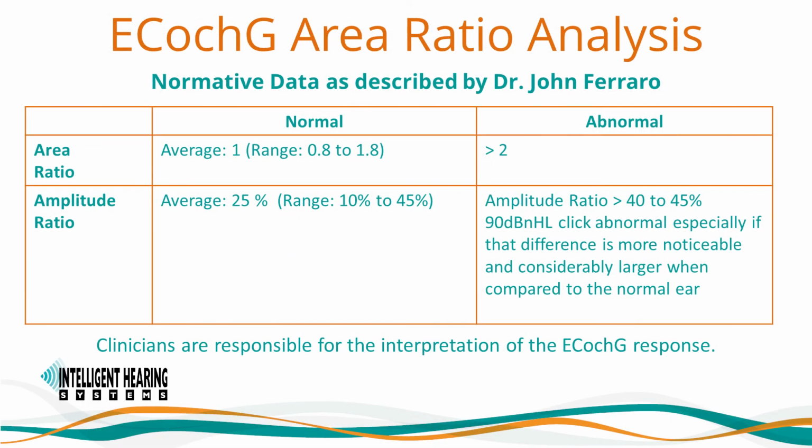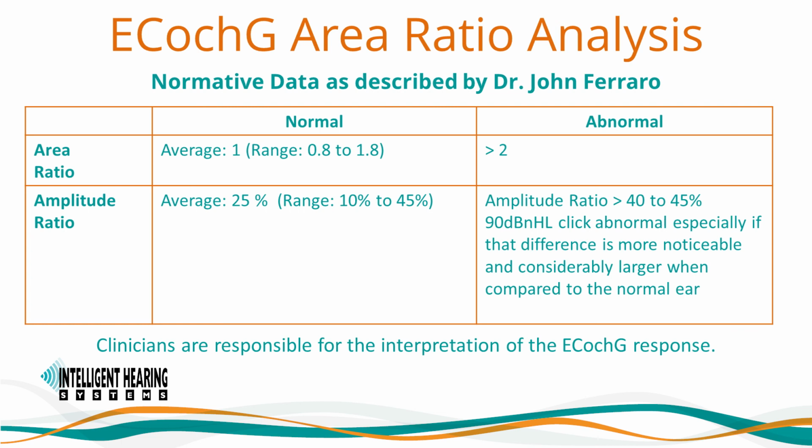Here's some guidance on interpretation and analysis of area ratio and amplitude ratio as described by Dr. John Ferraro when labeling using the area ratio technique. eCoG results are considered normal when the area ratio is in the range of 0.8 to 1.8. Area ratios greater than 2 are considered abnormal.